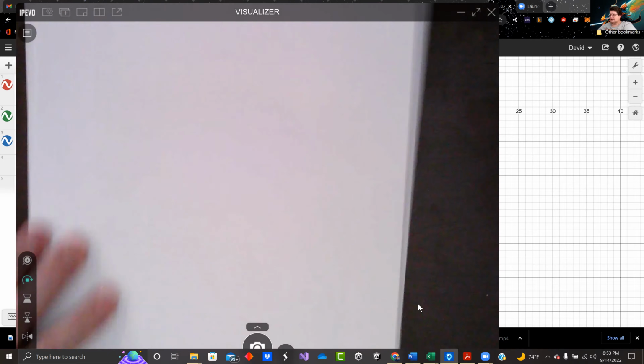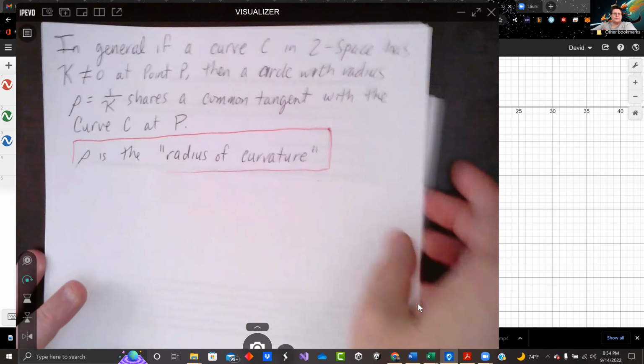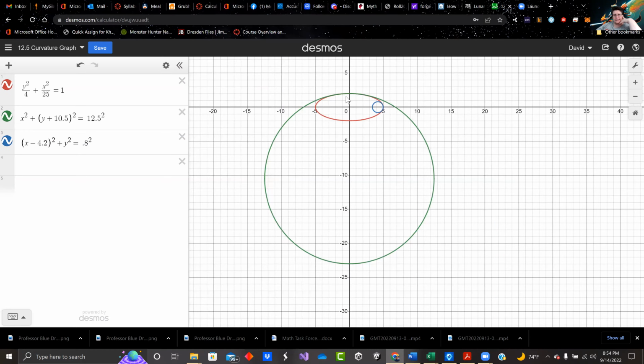Where's all this going? In general, if a curve C in 2-space has kappa that's not equal to 0 at point P, then there's a circle with the radius of rho equals 1 over kappa that shares a common tangent with the curve at P. So that's why we call rho the radius of curvature. And it's 1 over kappa. That's what I used in these equations. And we can see that it makes a radius.